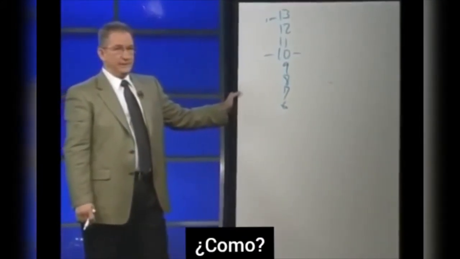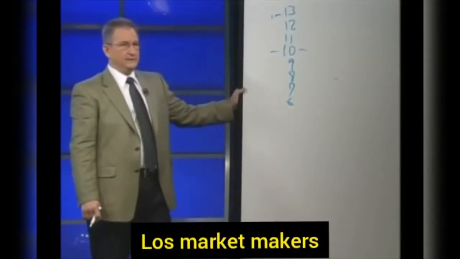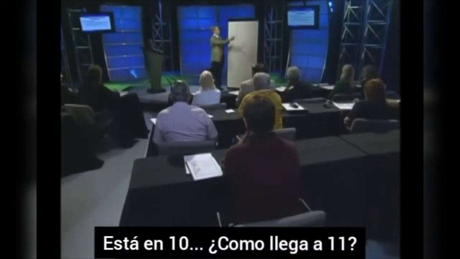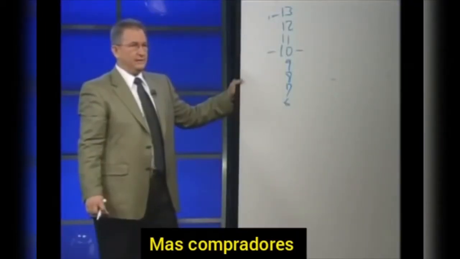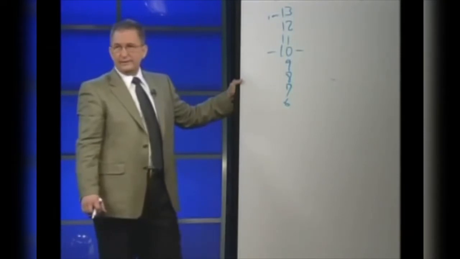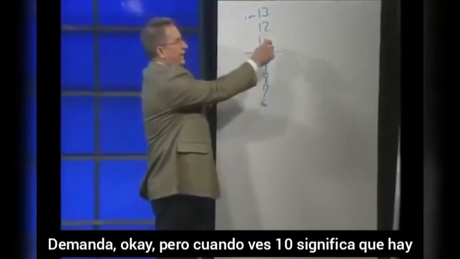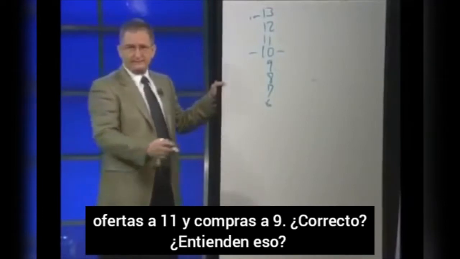They asked 12. Who's they? The market maker. The market maker asked 12. Well, okay, it's at 10. How does it get to 11? How does the price actually move to 11? More buyers. Well, more buyers, that's true. Demand, okay. But when you look at 10, what you have is offers at 11 and bids at 9, right? Everybody understands that?